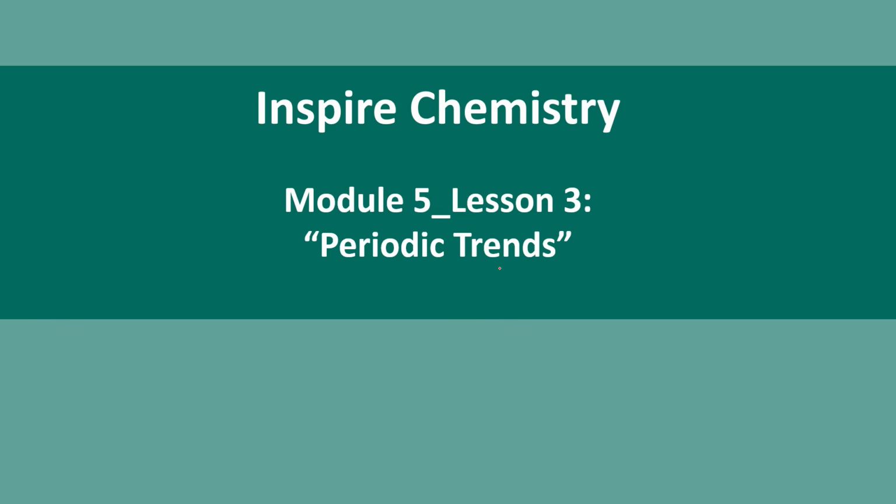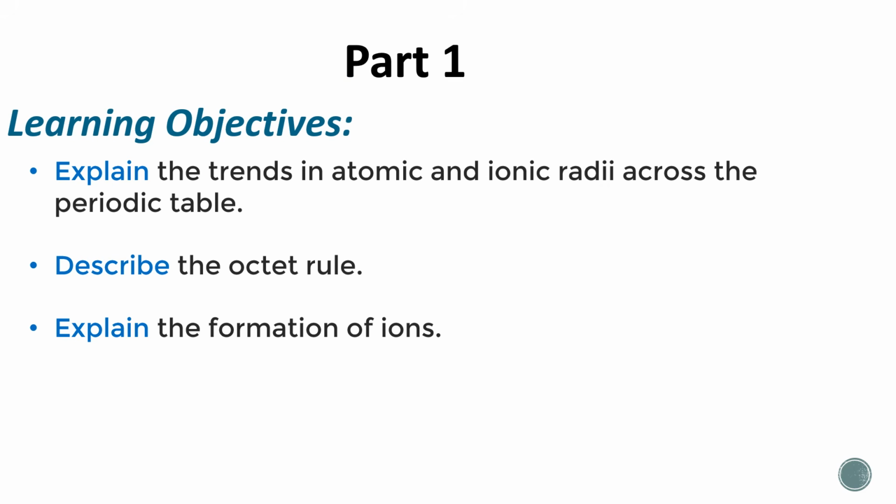So we are going to start with Module 5, Lesson 3, which talks about periodic trends. Okay, so we'll learn about periodic trends and how they change in the periodic table. Okay, and these are our learning objectives for part 1, guys. So we are going to learn and explain the trends in atomic and ionic radii across the periodic table.